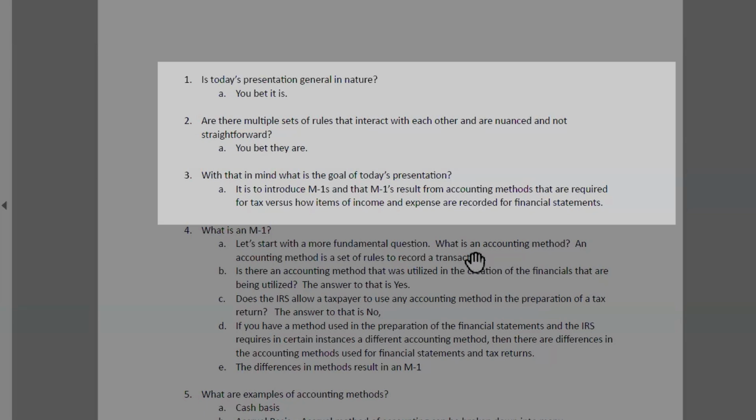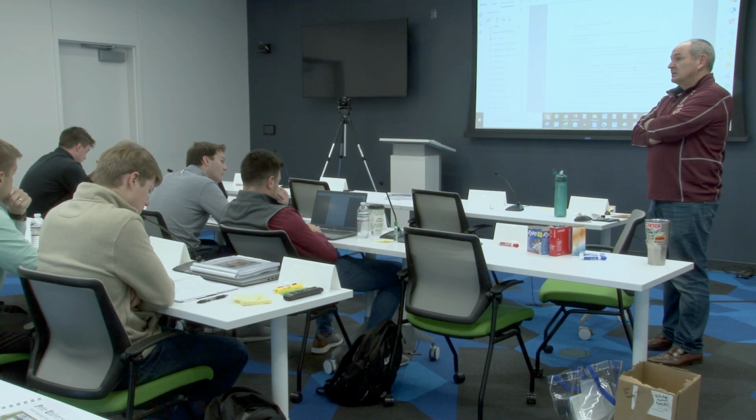It is to introduce M1s, and that M1s result from accounting methods that are required for tax versus how income and expenses are recorded for financial statements. I think Chris said he had some inkling as to what an M1 is and what it does. What's an M1? I can give you an example. If a business depreciates assets on a straight line basis, but for tax purposes they use MACRS to reconcile taxable income to book income, we have to use an M1 to balance the balance sheet.